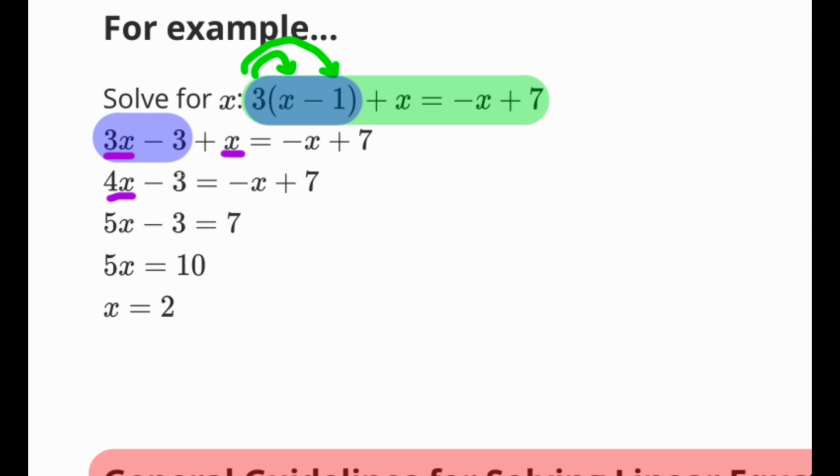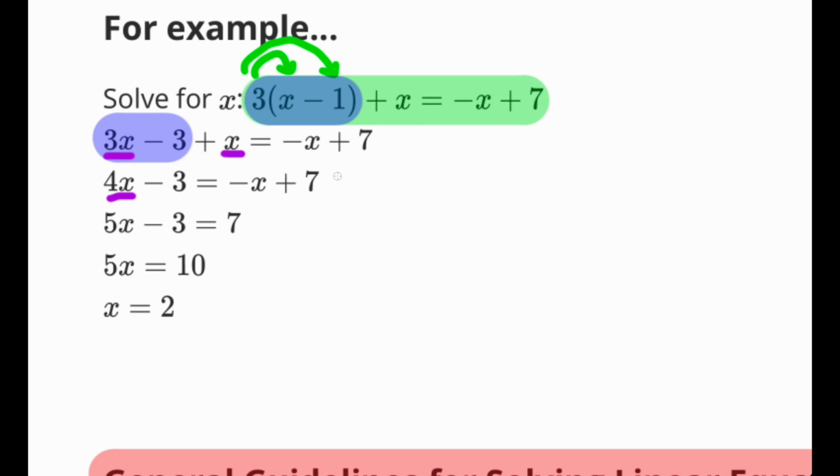The minus 3 just drops down. The negative x plus 7 just drops down as well. So we're doing this problem solving bit by bit, just so it makes more sense. There's an x on the left and an x on the right. And again, the whole goal of this is to get x by itself. You want to solve for x, isolate the x.